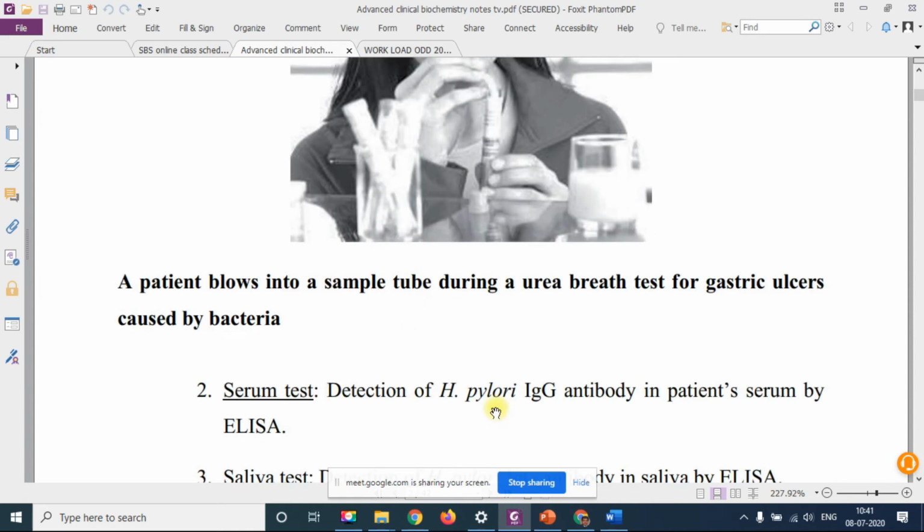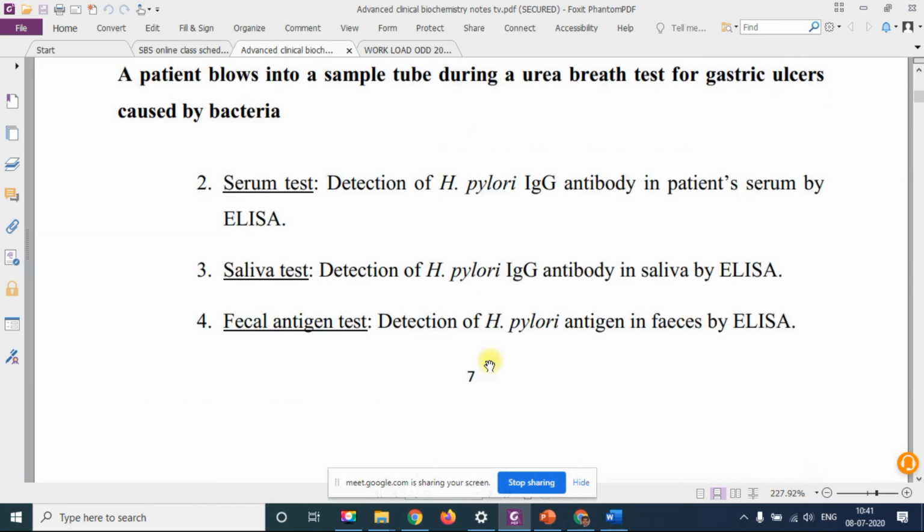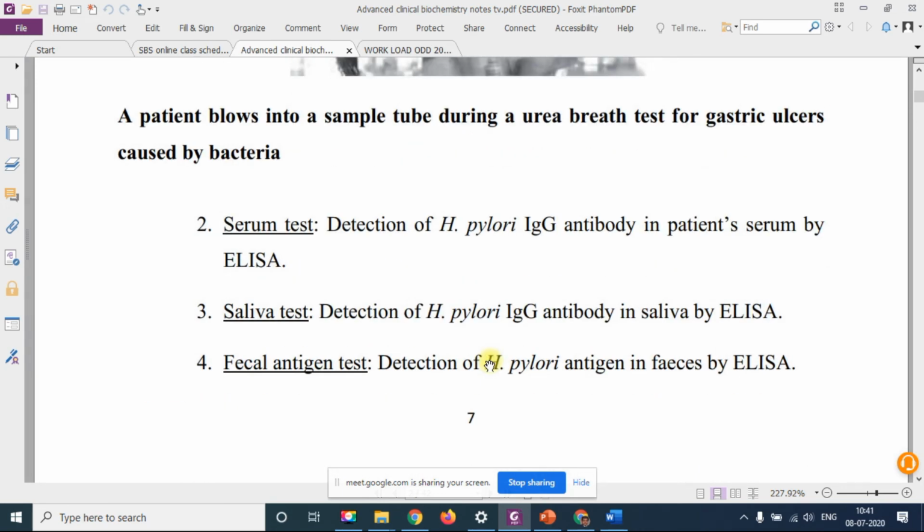So the next one is the serum test, the detection of H. pylori IgG antibody in patient serum by ELISA, and the third one is the saliva test, the detection of H. pylori IgG antibody in saliva by ELISA, and the fecal antigen test. These are the tests commonly used, based on antigen antibody interaction. So here the concept is different from the previous one, and this concept is related to immunology.